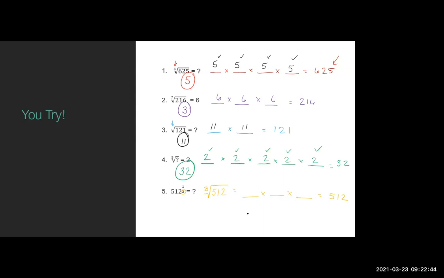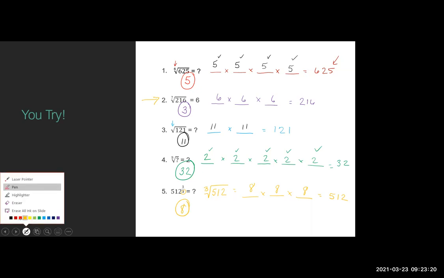Well, first of all, because 512 ends in a 2, I know it's got to be even. And I already did 6 back up here on number 2. So I'm going to jump into 8. Let's see, I've got 8, and 8 times 8 is 64. And 64 times 8, that is 512. So that works. So we get 8 here. Now, friends, you can also use the Desmos graphing calculator.